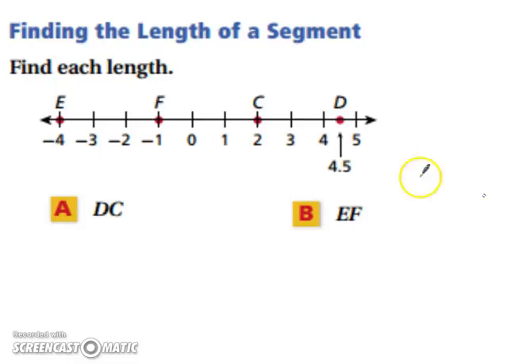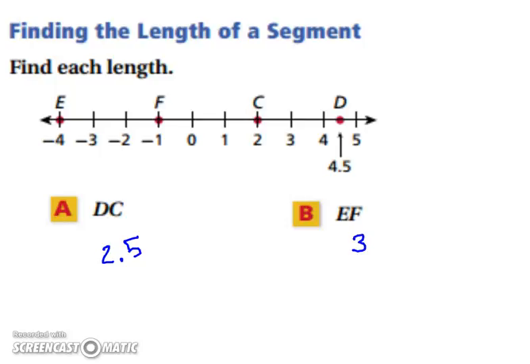DC. So to go from D to C, you've gone a half, 1, 2, so 2.5. Alright, well how about EF? We're over here in the negatives, but remember, you can't go a negative distance. You've gone somewhere. So 1, 2, 3.